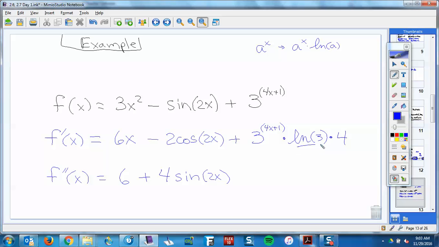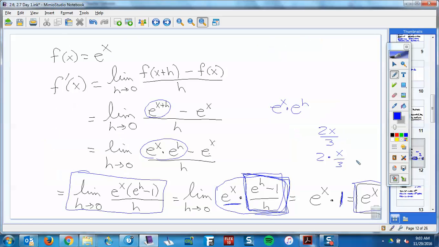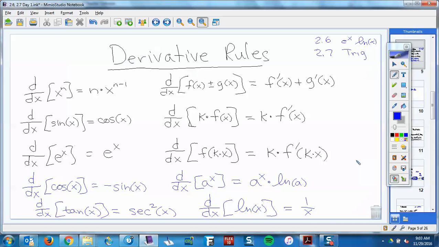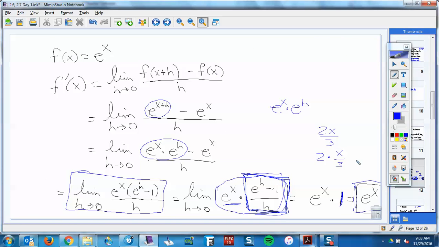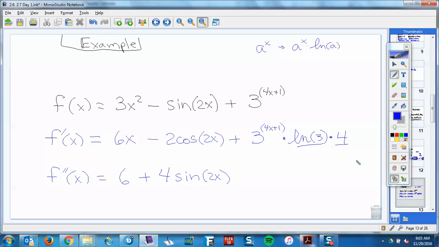Oh, what about this one? Now remember, ln3 is just a number. So ln3 and 4 are kind of like this 2. When you got a number sitting on the outside, it just hangs out there. So this ln3 is just going to hang out there, and the 4 is just going to hang out there. Right? We're not going to do the derivative of the ln3. We're not going to be doing this. ln3 is not a function. ln3 is a number. Right?